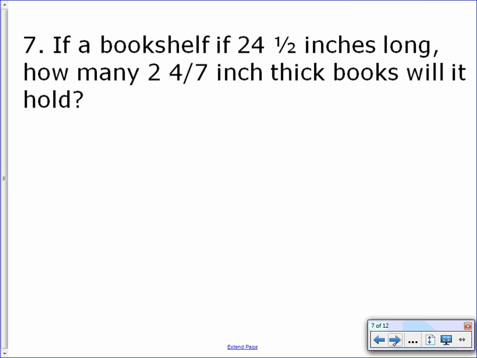If a bookshelf is 24 1/2 inches long, how many 2 4/7 inch thick books will it hold? So I'm going to be dividing here. I'm taking a whole and dividing it into parts. I'm going to first change these mixed numbers to improper fractions.